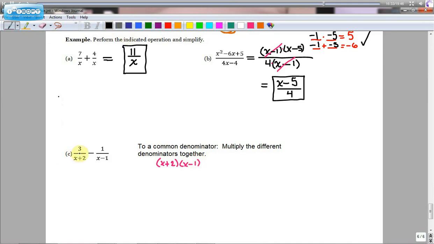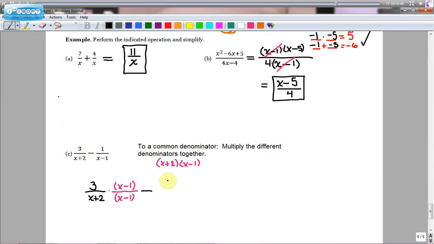To get that with my first fraction, we're starting off with 3 over x plus 2. To get my common denominator, I have to multiply both the top and the bottom by x minus 1. Why do I have to multiply the top by x minus 1 as well? That's so that we don't change the value of the expression. Because something divided by itself is equal to 1, and if you multiply something by 1, it's just whatever the something is. We don't change its value. So that's why we have to multiply by the expression over itself.